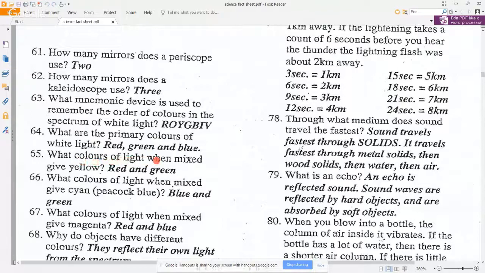What colors of light, when mixed, give yellow? Red and green will give us yellow. What colors of light, when mixed, give cyan or peacock? Blue and green. What colors of light, when mixed together, give magenta? Red and blue.